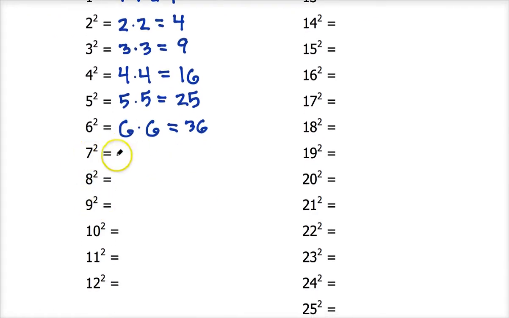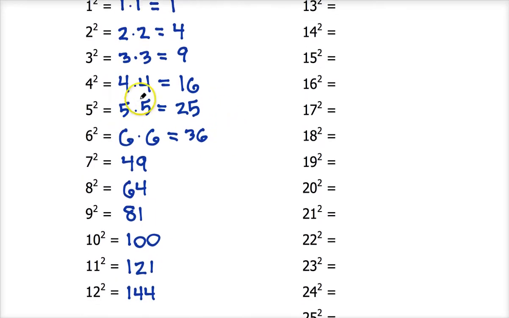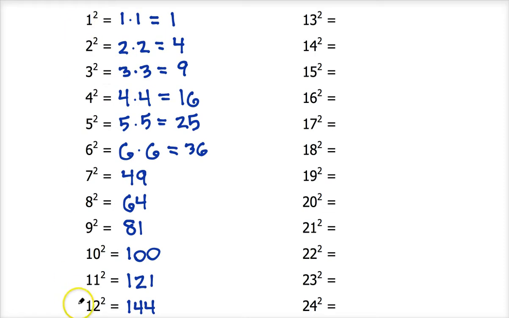7 squared means 7 times 7, so 49. 8 squared means 8 times 8, which is 64. And then we have 9 squared, which is 81. 10 squared is 100. 11 squared is 121. 12 squared is 144. And then over here on the right side, the left side of the list are the numbers that you should, if you know all of your times tables through the 12s, be able to get rather quickly. The rest of this list are multiplication facts you probably don't have memorized, so you'll just have to trust me as we go through this list.